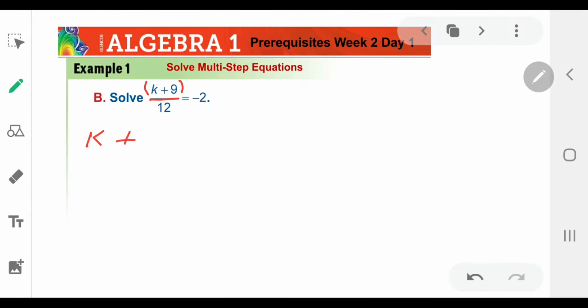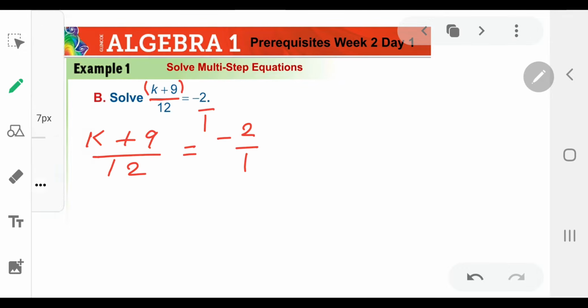We can rewrite it as k plus 9 over 12 equals negative 2 over 1. All the numbers have a denominator equal to 1. And now you made both of them in the form of ratios or in the form of fractions. So this is the easiest way to solve such an equation. If we have one side written in the form of a fraction or a ratio, you can make both of them. And any integer has a denominator equal to 1. What will be the next step?